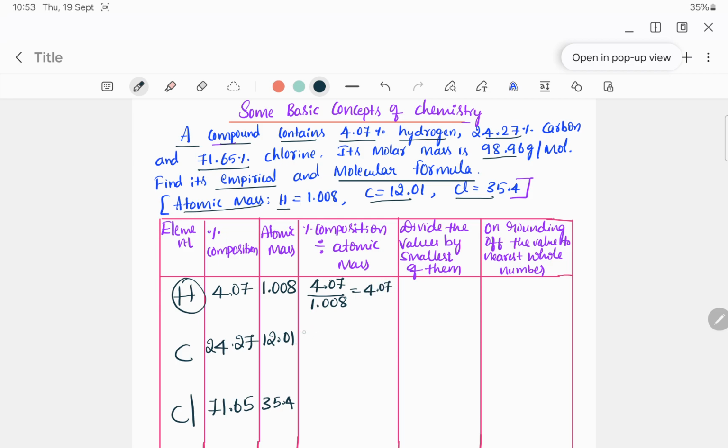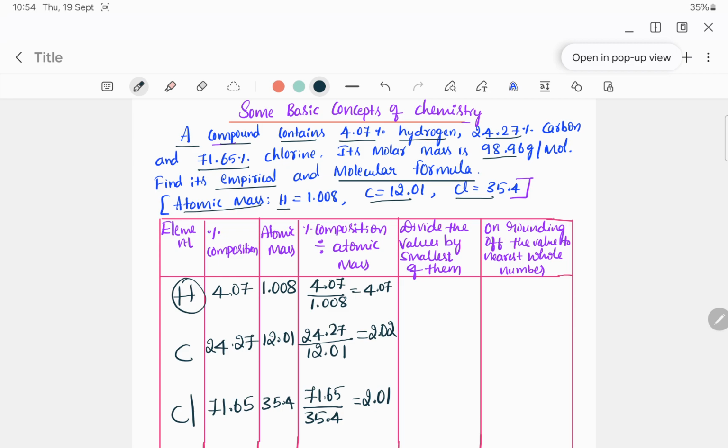Okay. Next, the percentage composition of carbon, that is given in the question, 24.27 divided by the atomic mass of carbon, 12.01. That gives, 12 ones are 12, 12 twos are 24, it will give 2.02. Next is chlorine, 71.65 is the percentage composition, and the atomic mass of chlorine is 35.4. Now 35 ones are 35, 35 twos are 70, this also gives 2.01. You need to divide completely, then you will get these answers.